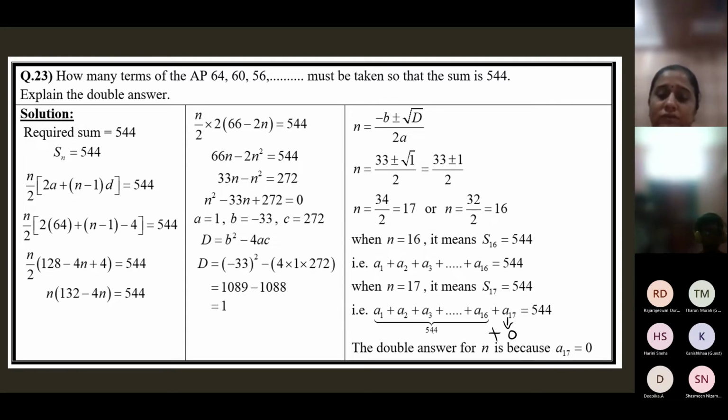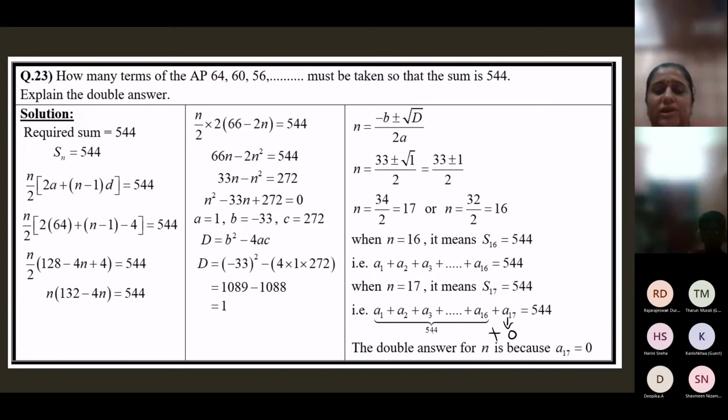So when the values of n are consecutive, n16, n17, that means the 17th term will be 0. First 16 terms, the sum is 544. First 17 terms also the sum is 544. That's because the 17th term is 0. Is that fine? Yes, ma'am.